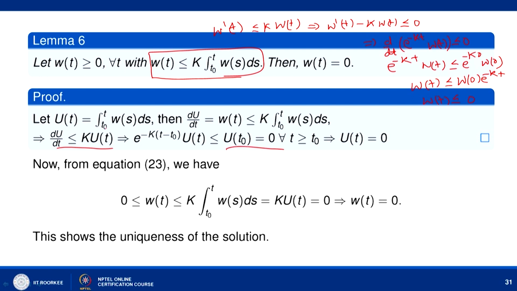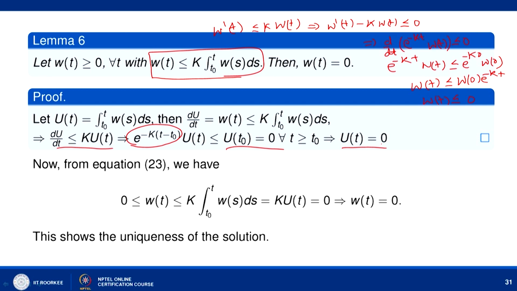u(t naught) is given as 0, because if you put t equal to t naught, then it is nothing but 0. So, it means that e to the power minus k(t minus t naught) u(t) is less than or equal to 0. Now, this exponential is never 0 in value. So, it means that u(t) has to be bounded above by 0, and we already know that u(t) is positive. So, it means that u(t) is equal to 0.